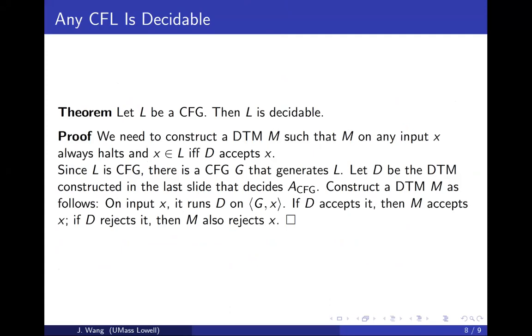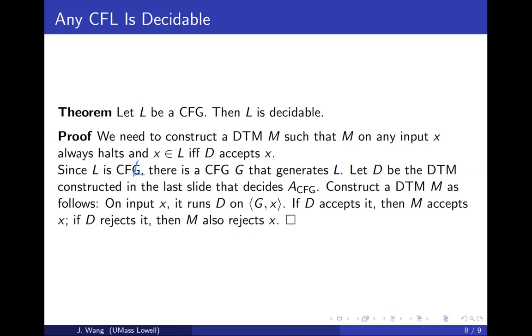we show that any context-free language is decidable. So basically what we want to say here is that if L is a context-free language, then for any given string X, I want to know whether this X is part of the CFL, or it can be generated by a context-free grammar that generates L.